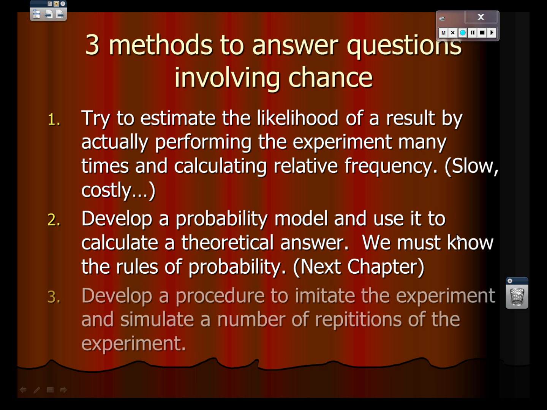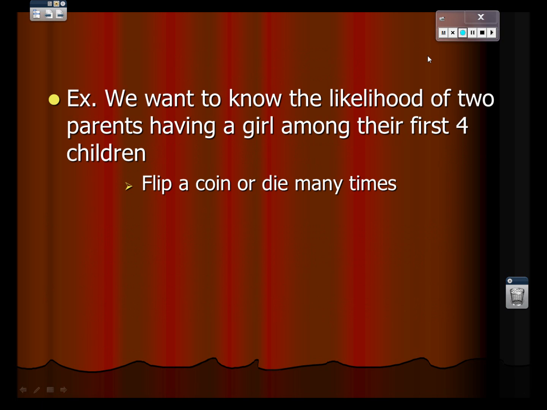And what we're going to focus on here today is actually simulating the experiment through a number of repetitions of the experiment. For instance, if I want to know the likelihood of two parents having a girl among their first 4 children, I'm not going to just allow the parents to keep having kids and count how many times out of 4 kids they have a girl. What I'll do is just flip a coin that'll represent having a boy or having a girl instead of heads or tails. Or I could roll a die. I could let odd digits represent having a boy, even digits represent having a girl.